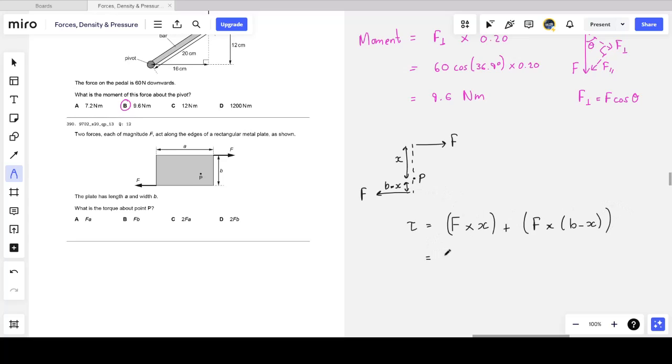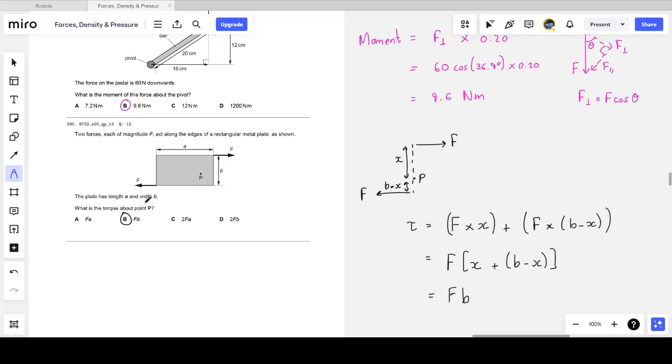And you'll notice something happens. I get F into (X plus B minus X), so I bring out F as a common factor, and guess what? I get the torque simply to be the force F times the separation of the forces, which is the torque of a couple anyway. So on any point along the line joining the two forces, the torque will be the same, FB, which is option B.